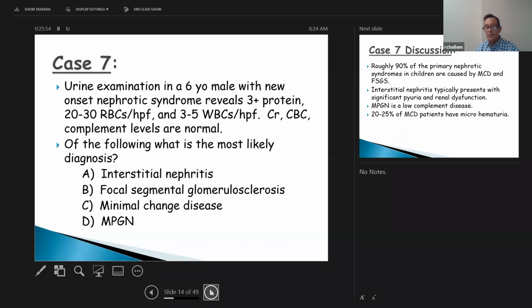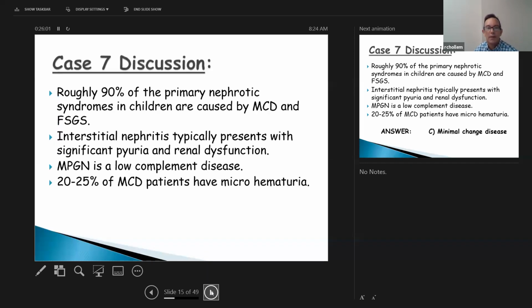Good, yes. So they're trying to trick you here by throwing hematuria at you, right? About 90% of primary nephrotic syndromes in children are minimal change followed by FSGS. Interstitial nephritis is usually pyuria more than hematuria, okay? MPGN is a low complement renal disease, and complements in this case were normal. And the tricky part is remembering that 20 to 25% of kids with minimal change disease can have microscopic hematuria.